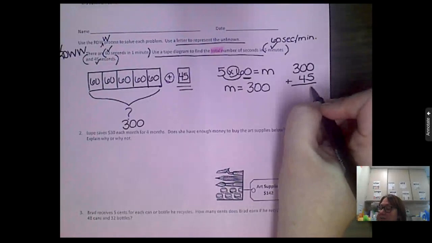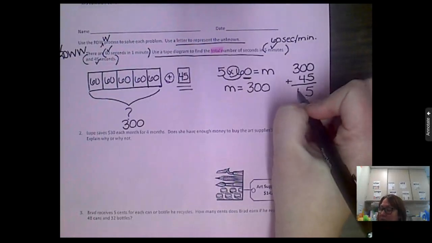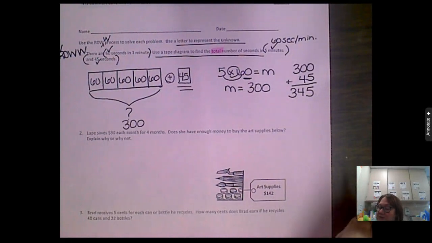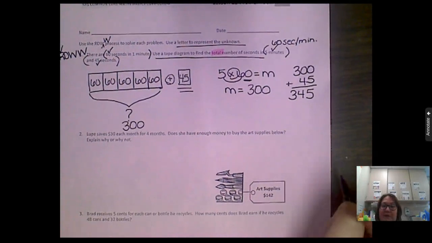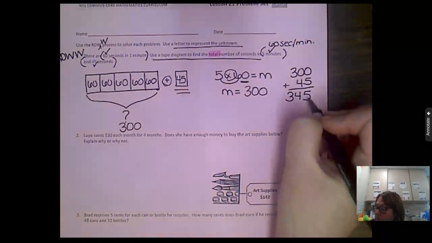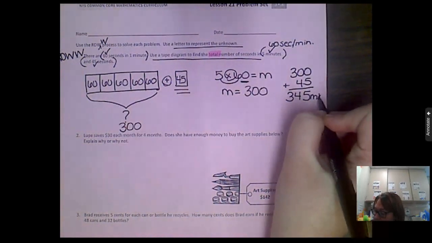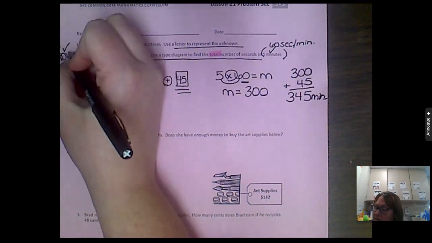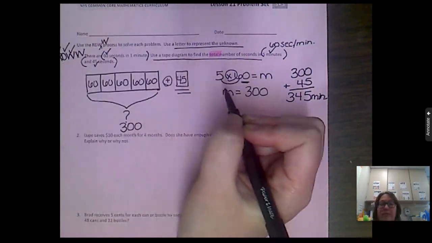Good. So 0 plus 5 is 5. 0 plus 4 is 4. And then we bring down the 3 and the 100. So it would be 345, 345 minutes, right? Because we're talking about a total number of minutes. Okay. And I can check off my draw. I can check off my writing of a number sentence.